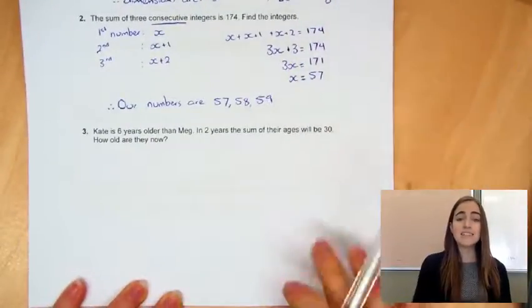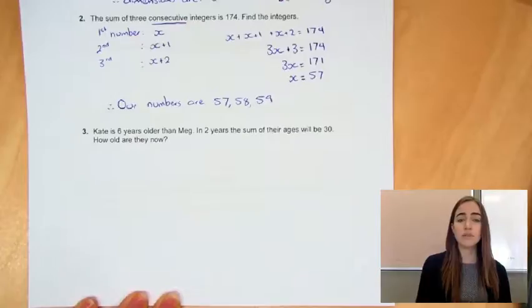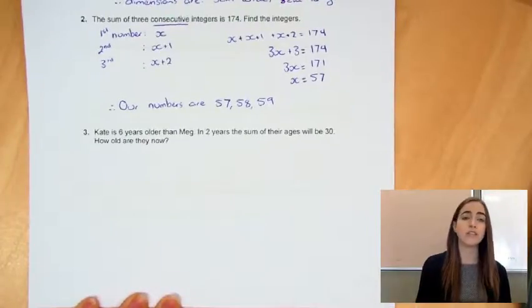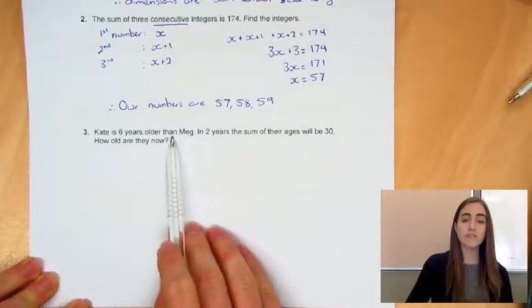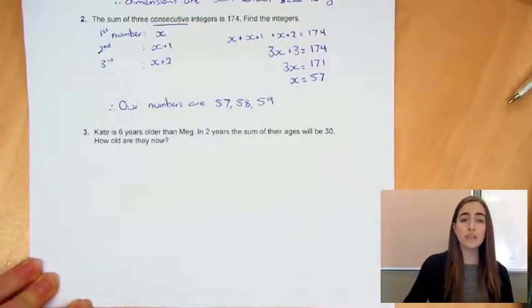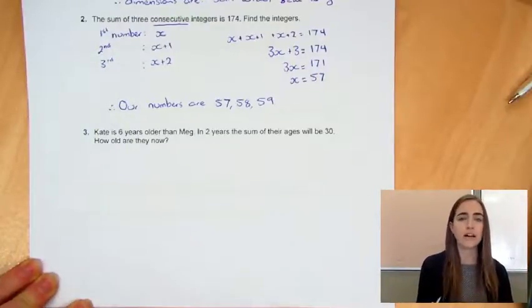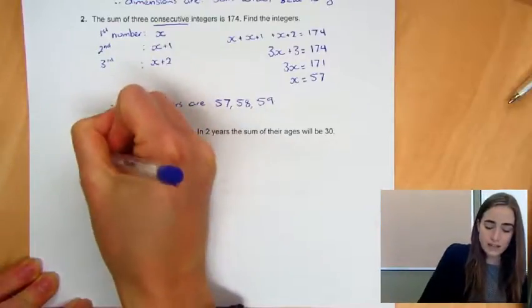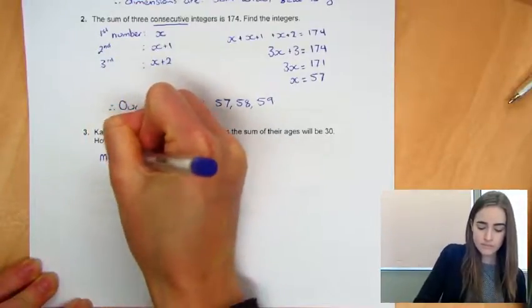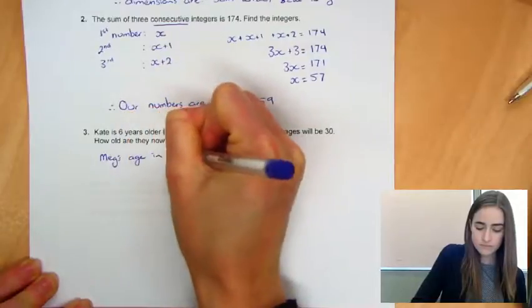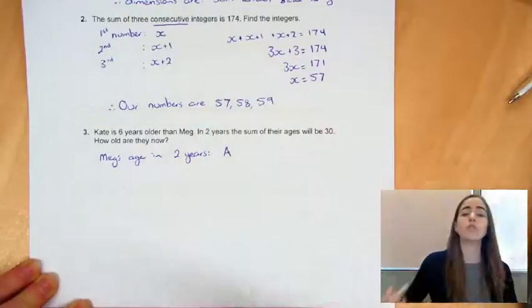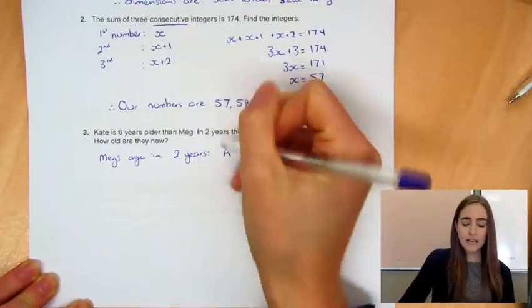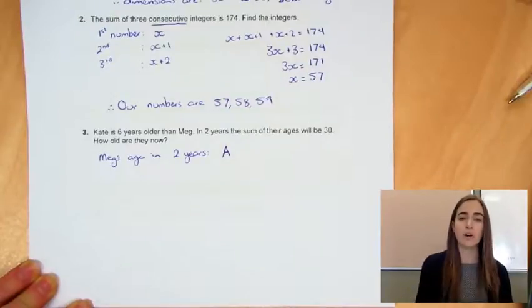So this one says Kate is 6 years older than Meg. In 2 years, the sum of their ages will be 30. How old are they now? So in this question, I'm going to start off finding Meg's age 2 years from now, and then we can work backwards to find out what age both the girls are now. So Meg's age in 2 years. And let's call that capital A. You can call it whatever you like. So if we say in 2 years, she's going to be A years old.